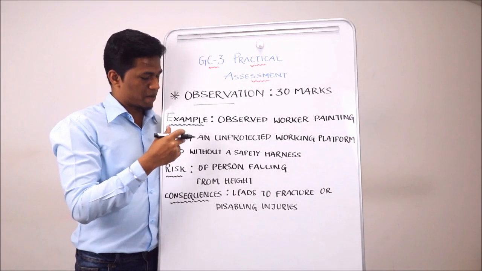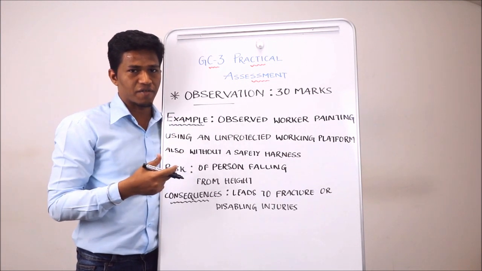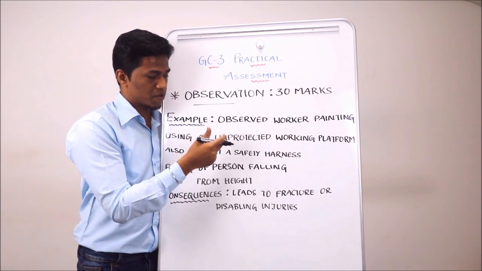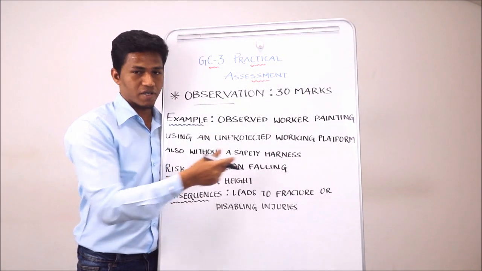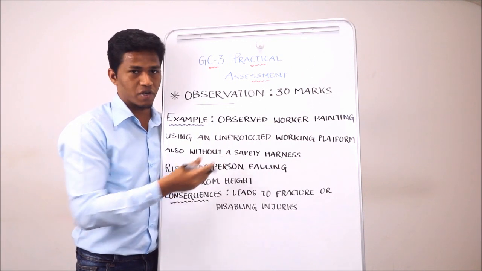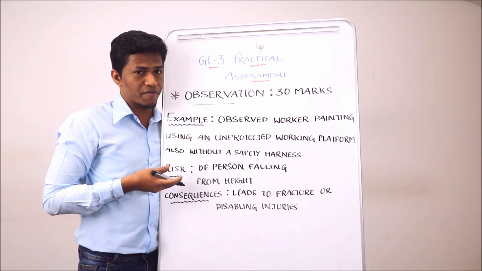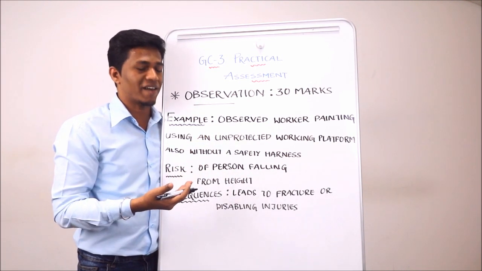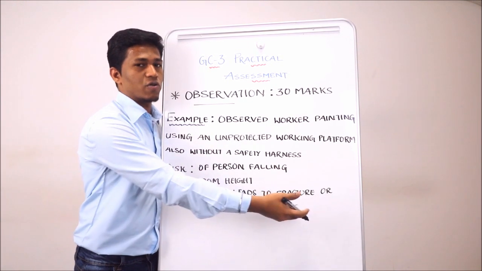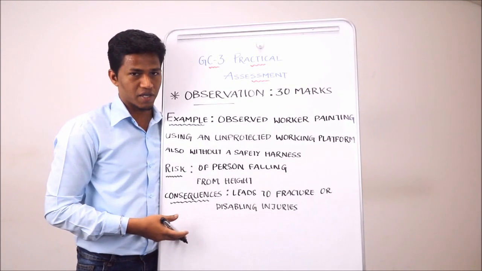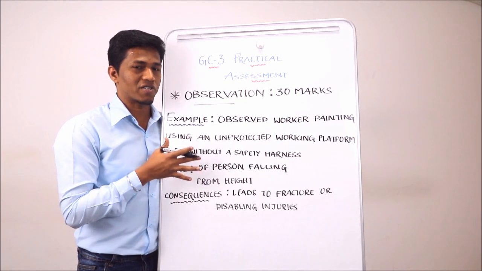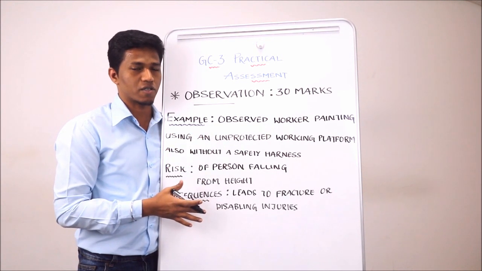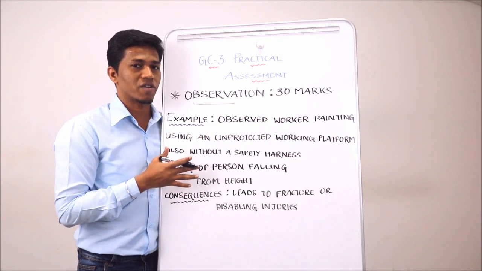So we'll have a quick recap. I've identified the unsafe act and unsafe condition, because I've mentioned both an unprotected edge as well as an unprotected working platform and a person working without a safety harness. What is the risk associated? I've written there's a possibility the person can fall from height. What happens when the person falls from height? The consequences can lead to a bone fracture or probably disabling injuries. So this gives a clear picture for the assessor: this is your observation, and these are the risks and consequences associated.